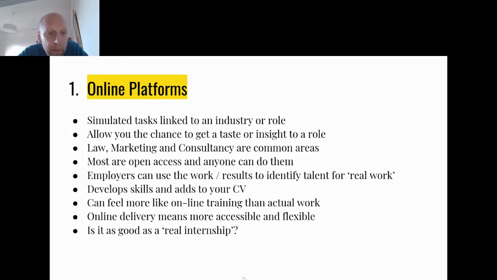Now, are these kinds of opportunities as good as doing a real internship? In all honesty, no, they're not. But are they a good way to do the kinds of things I mentioned here? Get some insight into an industry, try the kind of work out, have the name of an employer on your CV, and start to fill some gaps, then definitely they are something well worth considering.